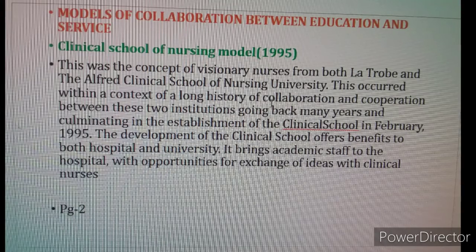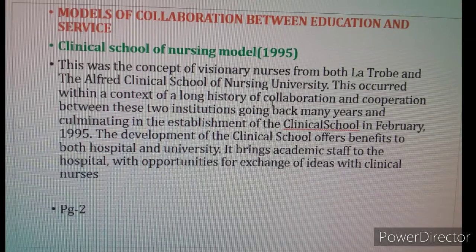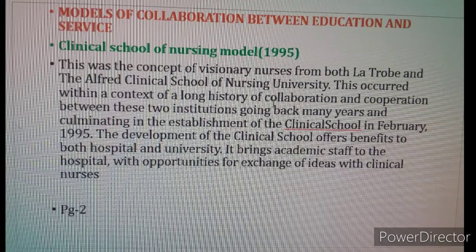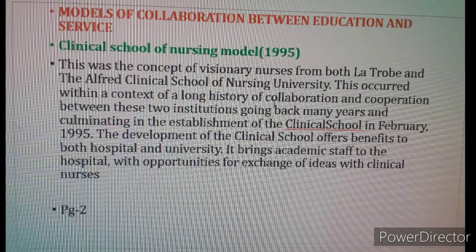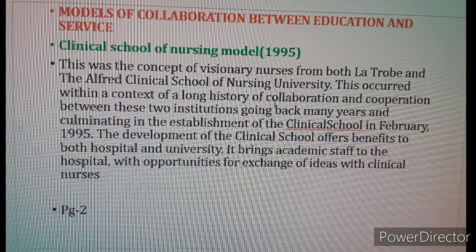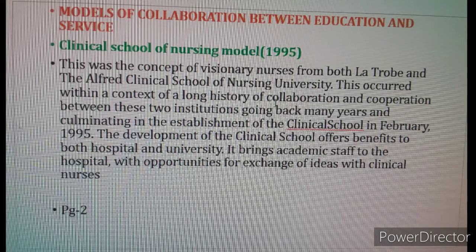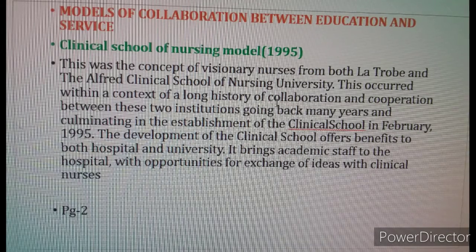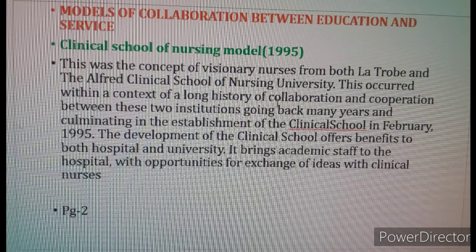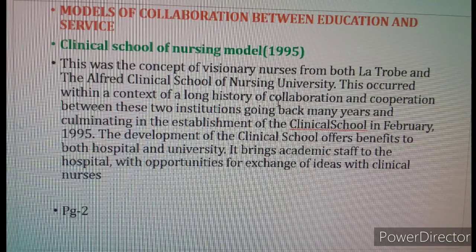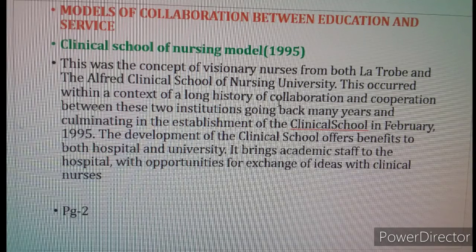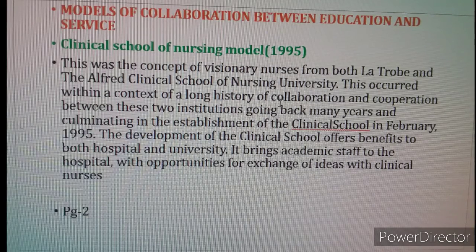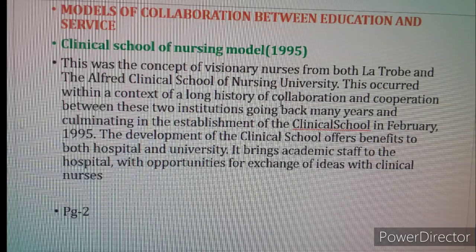So ultimately, the nurses are going to get the benefit, the patient is also going to get the benefit, and the organization is also going to get the benefit of each and everything. So that's why these models play a very important role. This was developed in 1995, and this is known as a clinical school of nursing model. The model was proposed by one school of nursing at a very old time, in 1998, but still this model exists. That time it was not too much developed, but nowadays we are replicating this particular model.